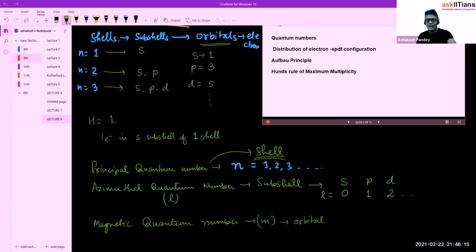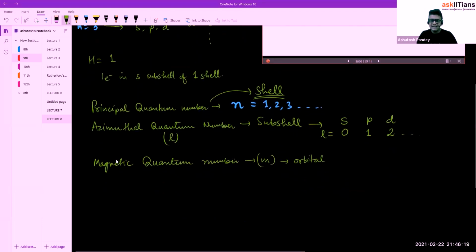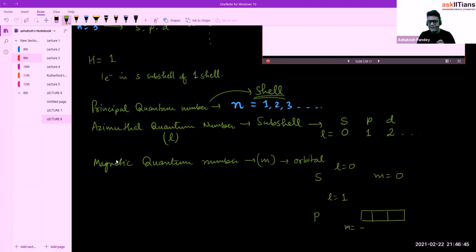So let's say we have an electron present in s subshell. Then l will have value 0 and m will also have its value as 0 because s has only one orbital. If we have l equal to 1, it means that the electron is there in p, and p has three orbitals. So I'm going to draw three orbitals like this. m will have a value of -1 for this, 0 for this, and +1 for this. So the magnetic quantum number will have a value from -l going to 0 and then coming to +l. So -l to +l through 0. This will be the value of magnetic quantum number m.